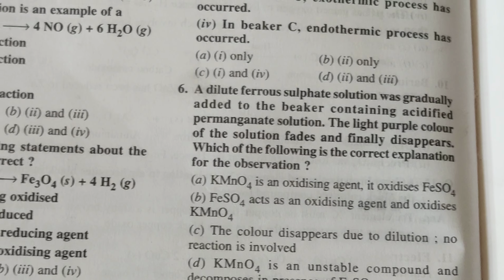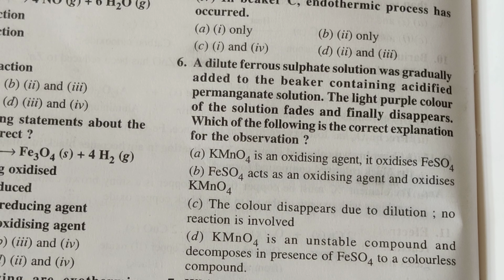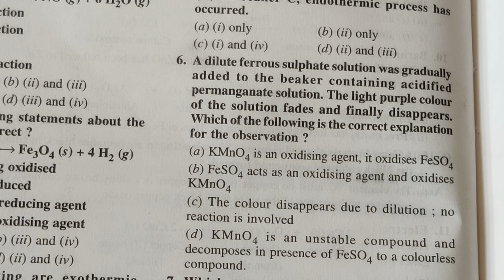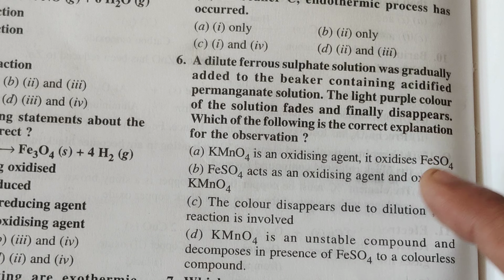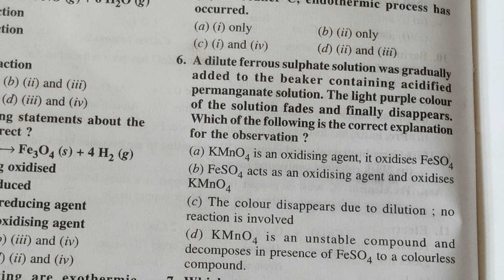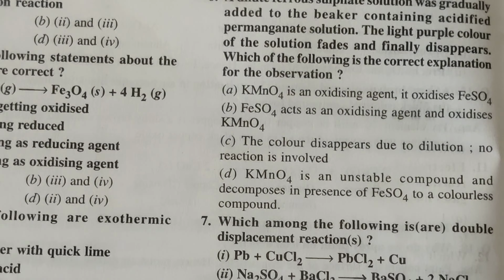Now next one is: a dilute ferrous sulfate solution was gradually added to a beaker containing acidified permanganate solution. The light color of the solution faded and finally disappeared. Which of the following is a correct explanation? So KMnO4 is an oxidizing agent. Yes, you will also have done this topic in carbon and its compounds. That is, KMnO4 is a strong oxidizing agent and it oxidized FeSO4. So first statement is correct here only.